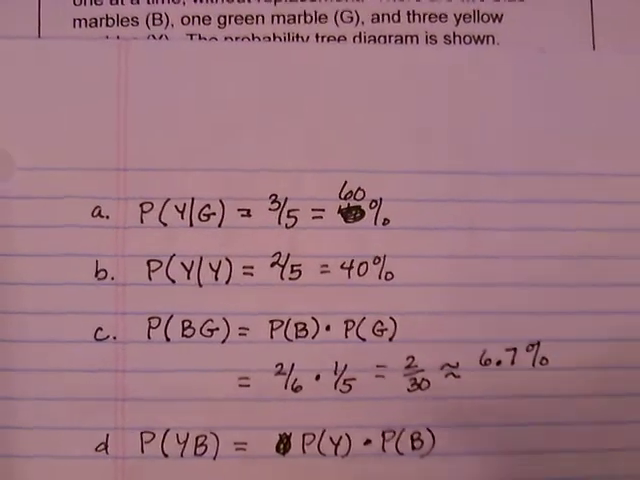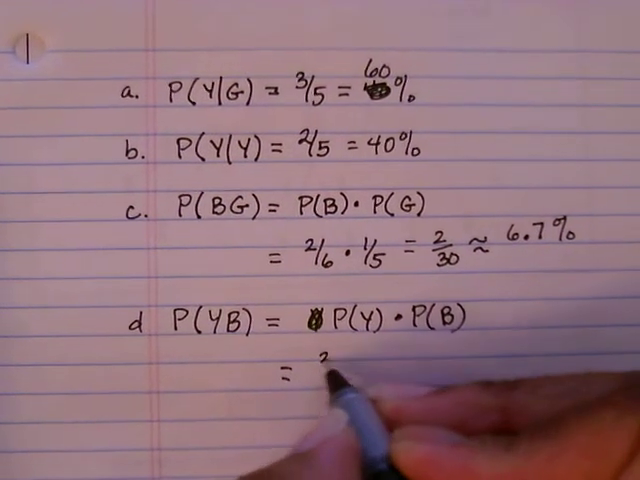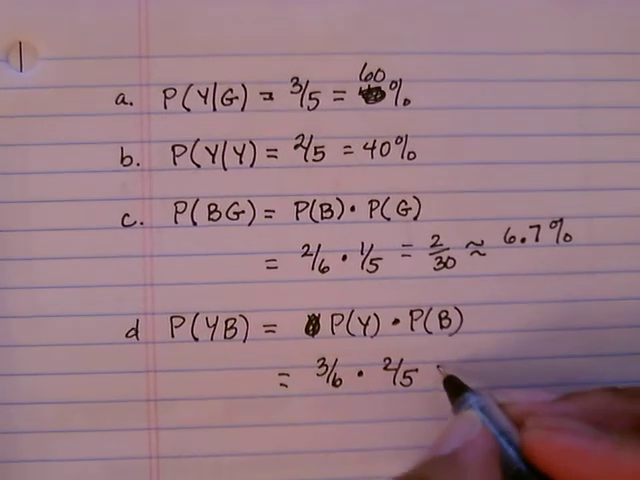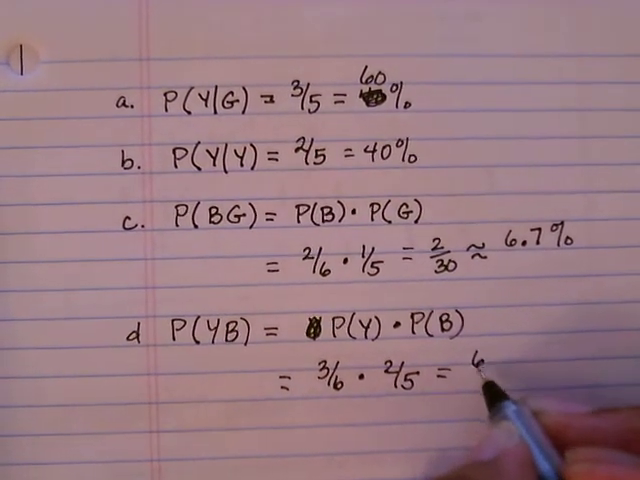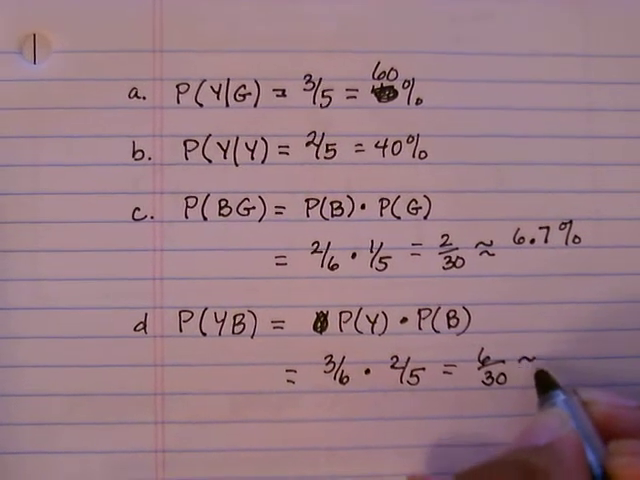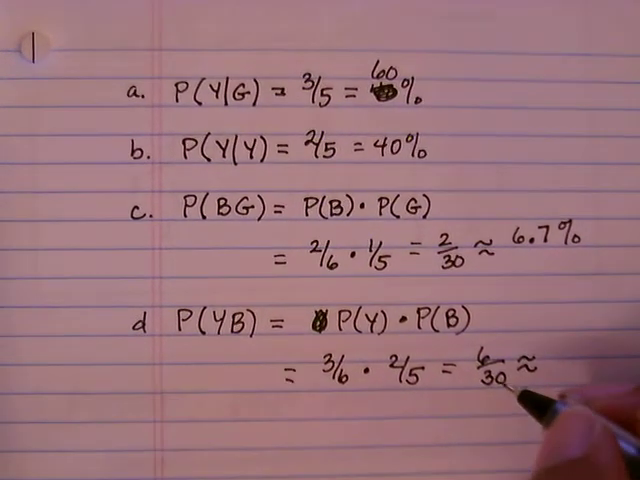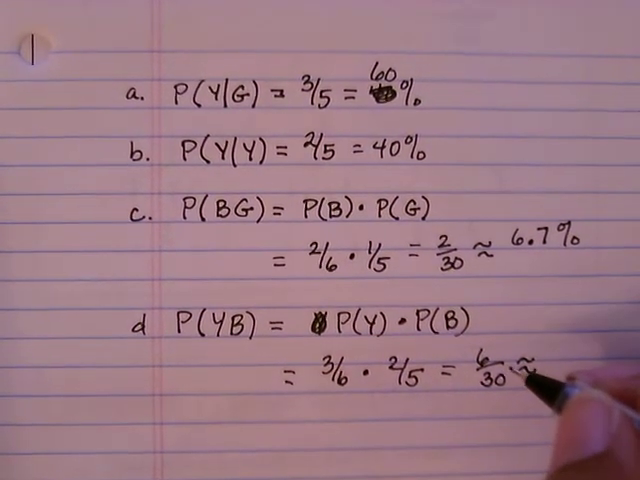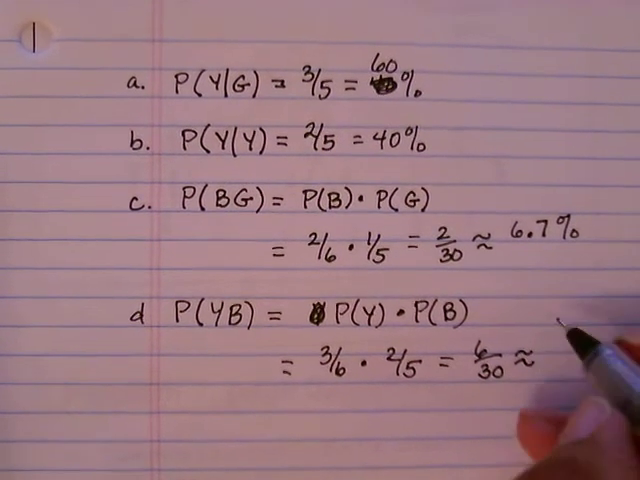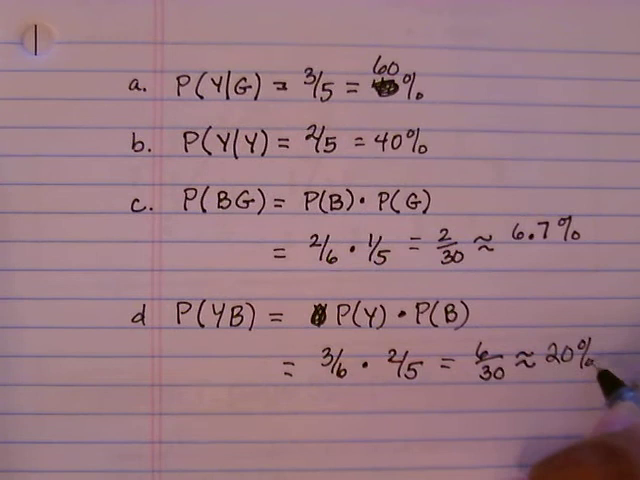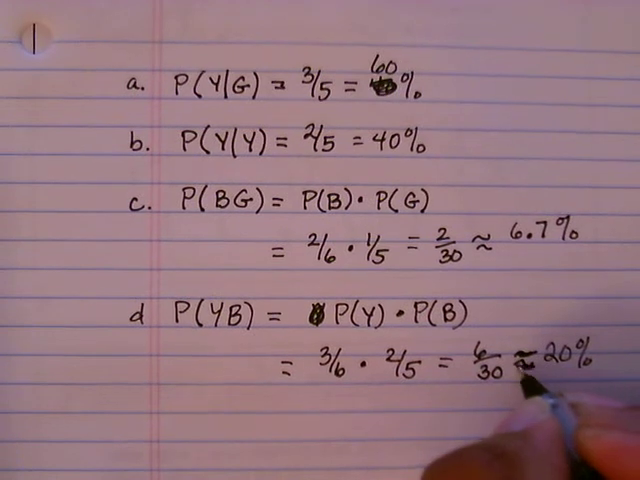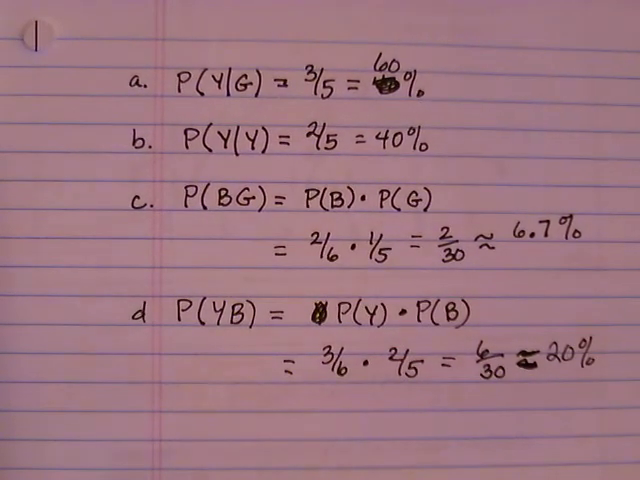So in this case, 3/6 times 2/5, which will give us 3 times 2 is 6, over 6 times 5 will be 30, and then 6 over 30, I think that's going to be 1/5, which is exactly 20%. Okay. Let me just say exactly 20%. So probability of selecting a yellow marble and a blue marble would be 20%.